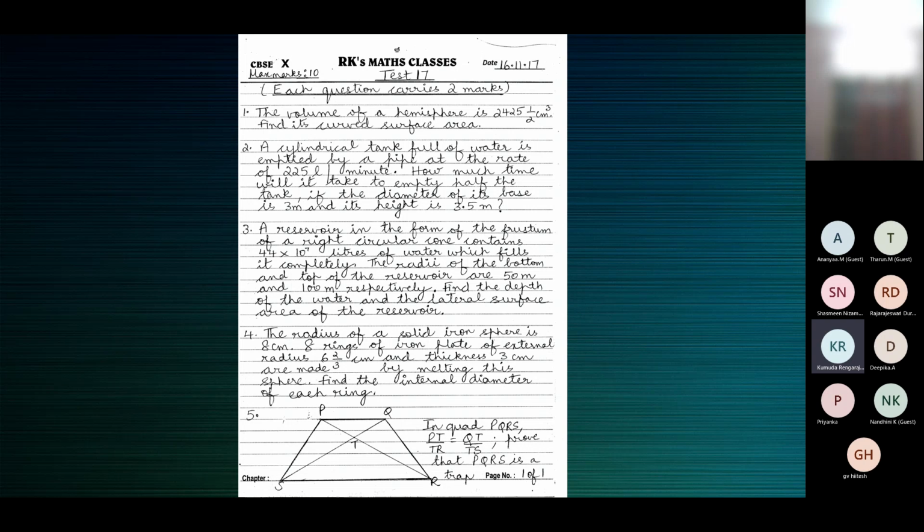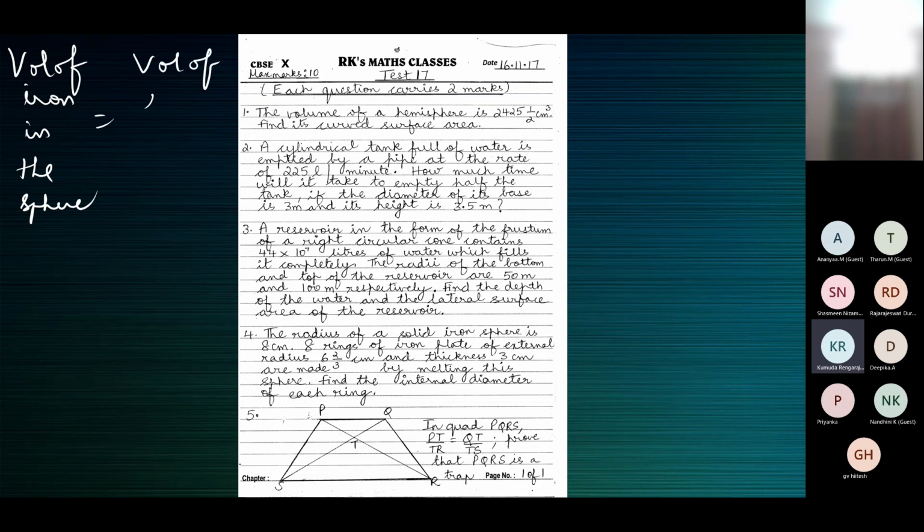That is the volume of iron in the sphere, because the sphere is melted and converted to 8 rings. So the volume of iron in the sphere will be equal to the volume of iron. Iron is the material. It's a metal. It's melted and it's recast into 8 rings. So the volume of iron in the sphere is equal to the volume of iron in the 8 rings.